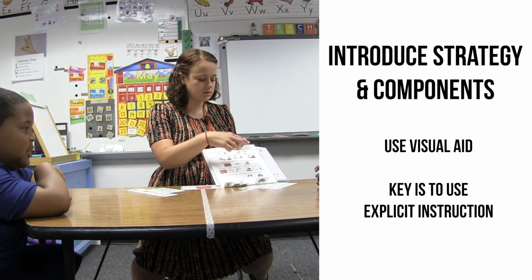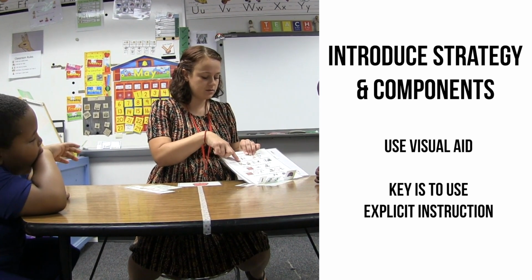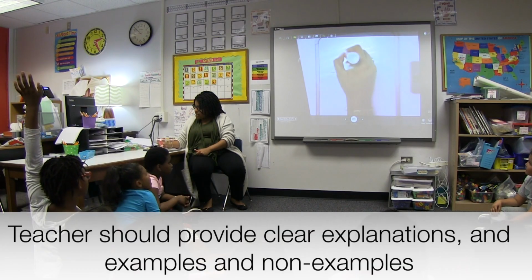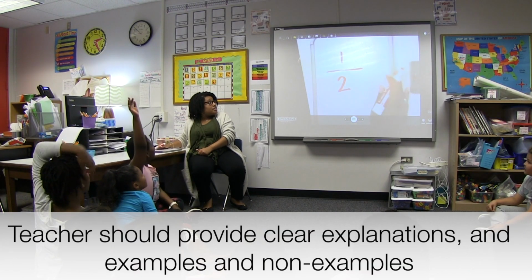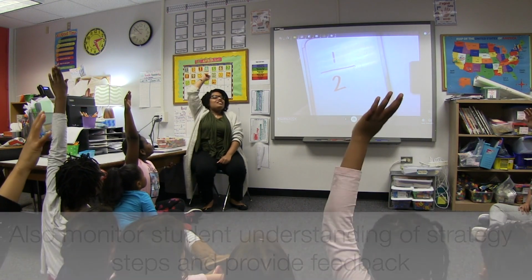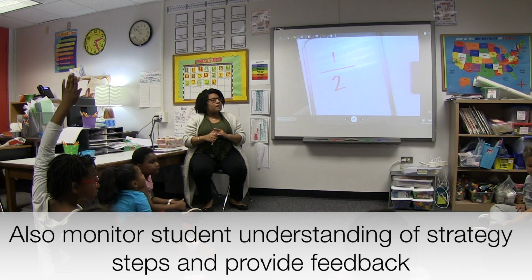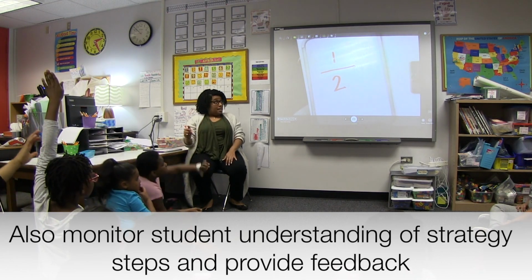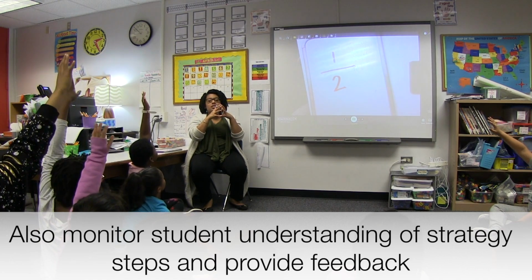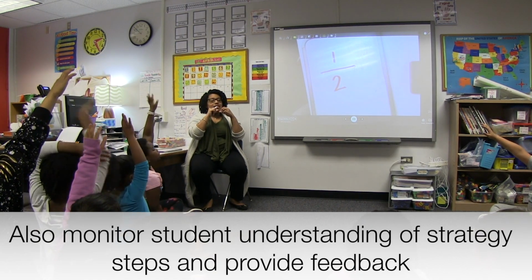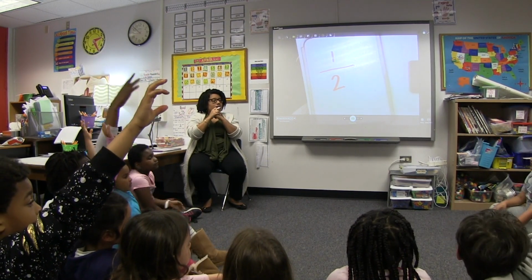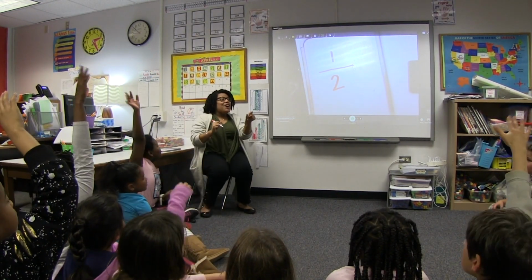However, regardless of visual aids, explicit instruction should be used. The teacher needs to provide clear explanations and provide examples and non-examples as appropriate. Teachers should also monitor students' understanding of the strategy's steps and components through questioning and opportunities to respond during guided practice and provide specific, immediate feedback on student use of new strategies or skills. Other elements of explicit instruction are included in the next two components of this HLP.